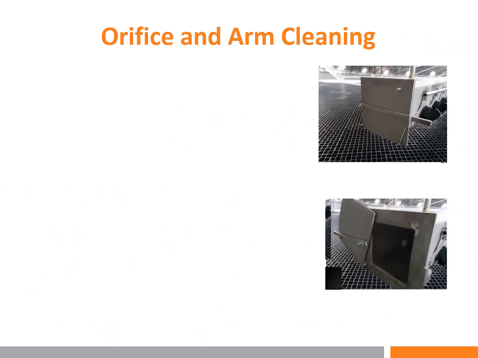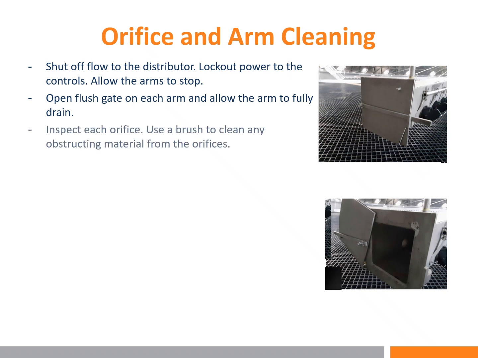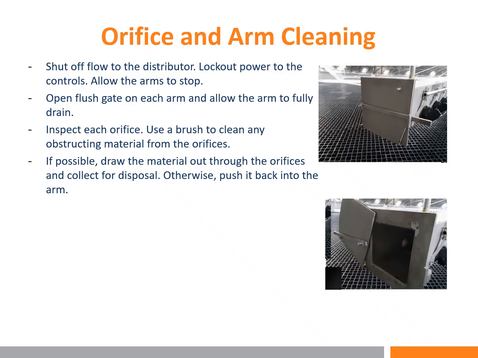Orifice and arm cleaning. Shut off flow to the distributor, lock out power to the controls, allow the arms to stop. Open flush gate on each arm and allow the arm to fully drain. Inspect each orifice. Use a brush to clean any obstructing material from the orifices. If possible, draw the material out through the orifices and collect for disposal. Otherwise, push it back into the arm.